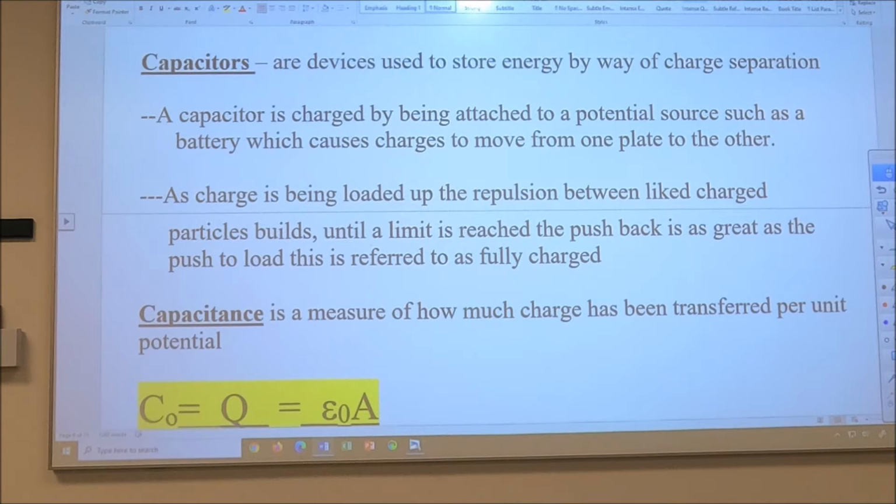As charge is being loaded up on the plates, a repulsion between like charge happens until we essentially reach a limit. A capacitor can be charged only up to a certain point. At that point, there's a pushback from the charges that are already there. There's repulsion against any more charge being added, and that's called fully charged.